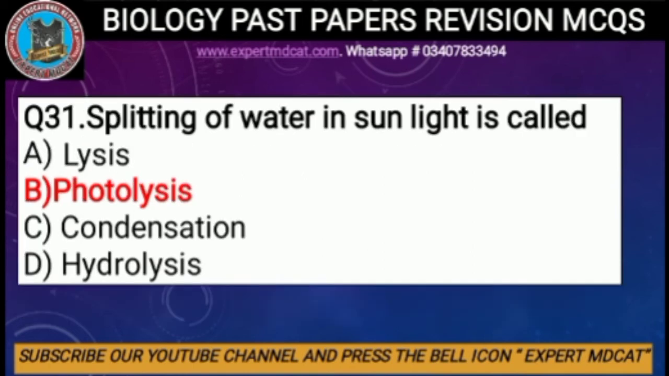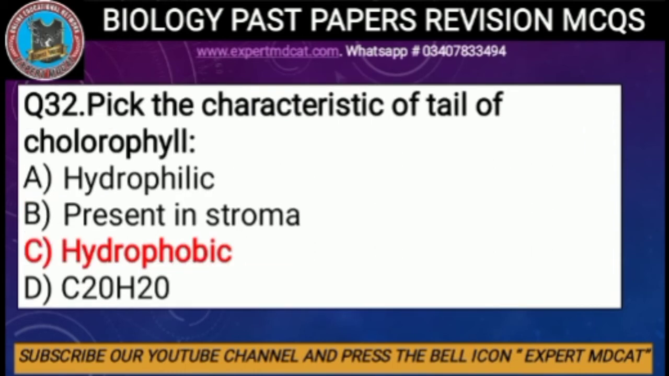Question number 31: splitting of water in sunlight is called photolysis, because photo means light and lysis means breakdown. And yes, the correct option is B, that is photolysis. Question number 32: pick the characteristic of the tail of chlorophyll. The tail of chlorophyll is hydrophobic. It is long, anchoring, and hydrophobic. So the correct option is C, that is hydrophobic, while the head is hydrophilic.